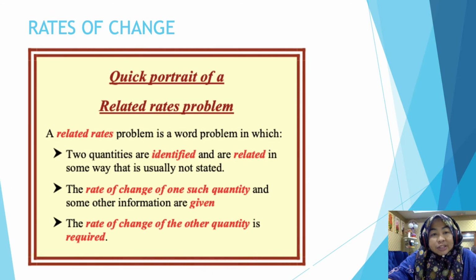A related rates problem is a word problem in which two quantities are identified and are related in some way that's usually not stated. The rate of change of one such quantity and some other information are given, and the rate of change of the other quantity is required.